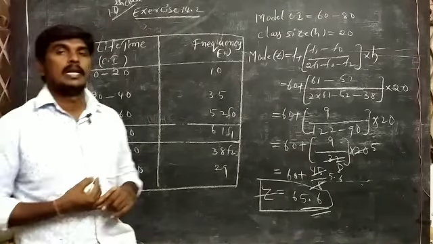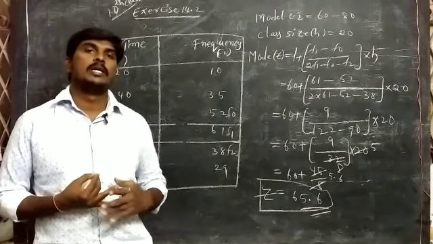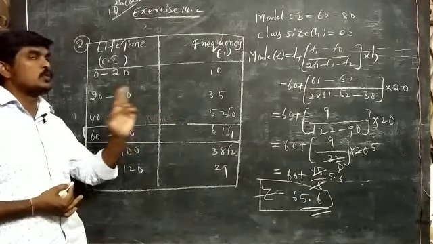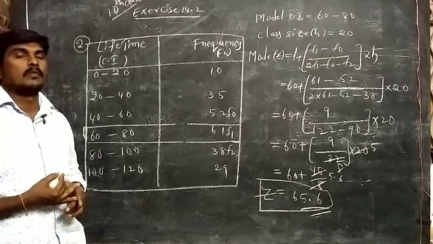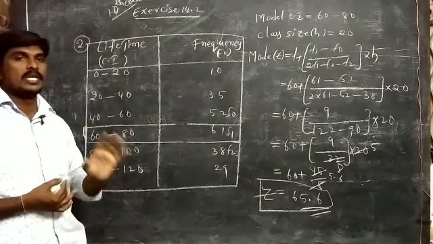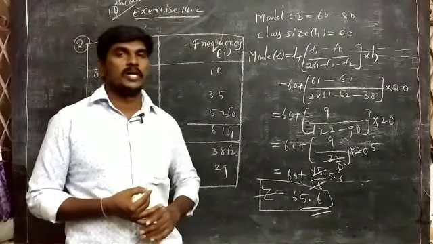Okay students, in this way we can find the mode of grouped data very easily. Remember, while finding the mode, only 2 columns we require: the class interval column and the frequency column. These two we just have to copy from the question. This is an important calculation. Take care about that.